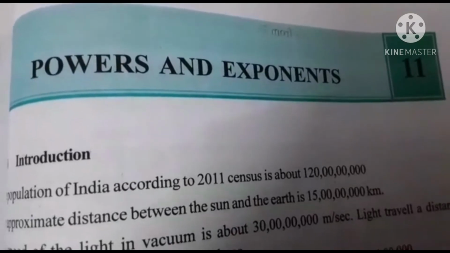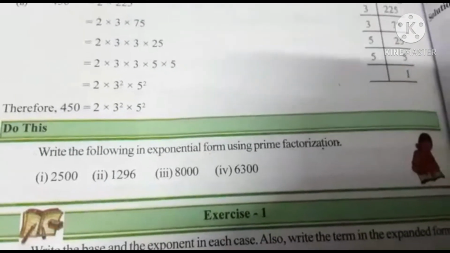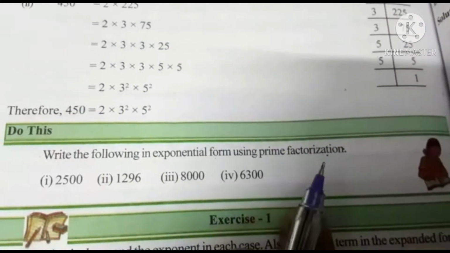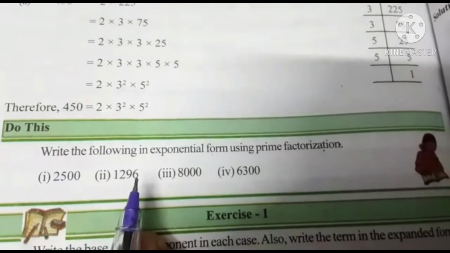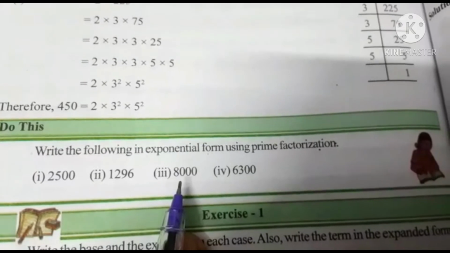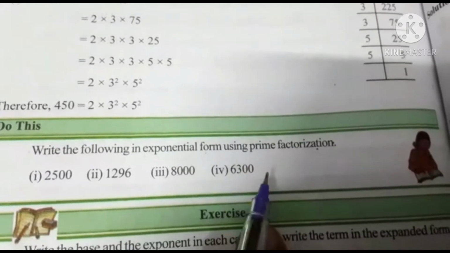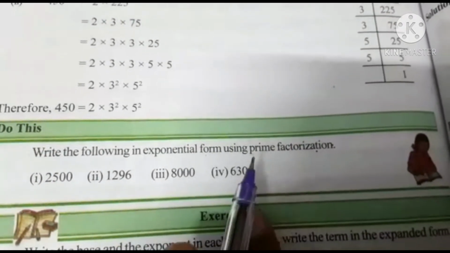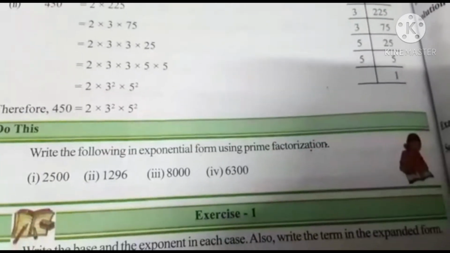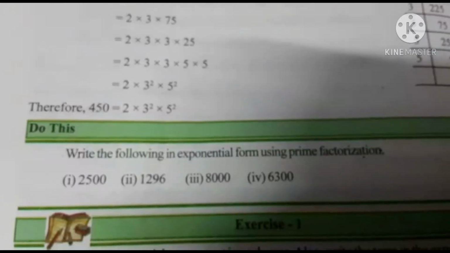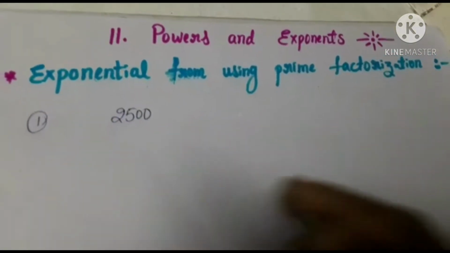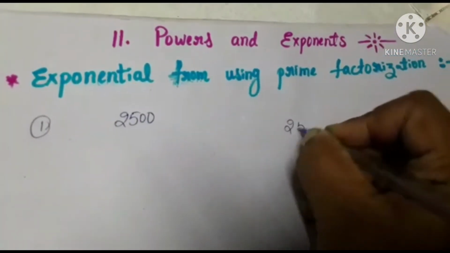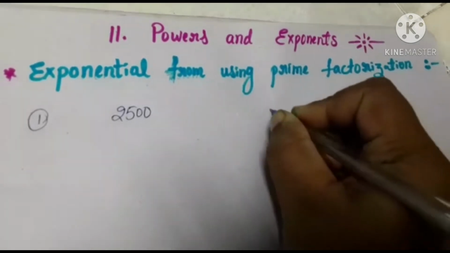Chapter 11. Write the following in exponential form using prime factorization. First one 2500, second one 1296, third one 8000, fourth one 6300. First we will do this prime factorization method. We will see the answers. So first one, 2500.